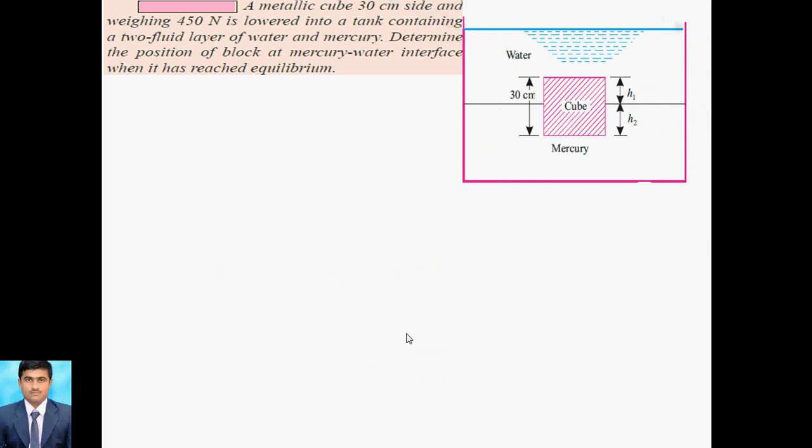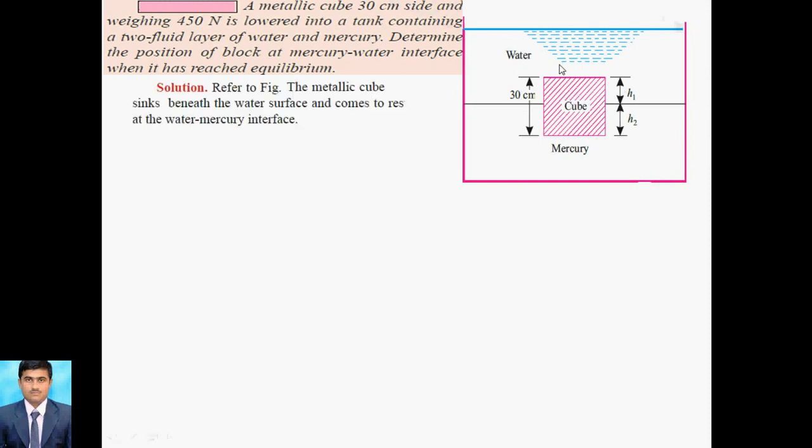So here a metallic cube, whose side is 30 centimeter and weighing 450 Newton, is lowered in a water tank. The tank contains two liquid layers, that is mercury and water. So the cube is immersed into both liquids, mercury as well as water. Determine the position of the block. So here we can find out the position of the block at the mercury-water interface when it has reached equilibrium. First of all we require the given data.